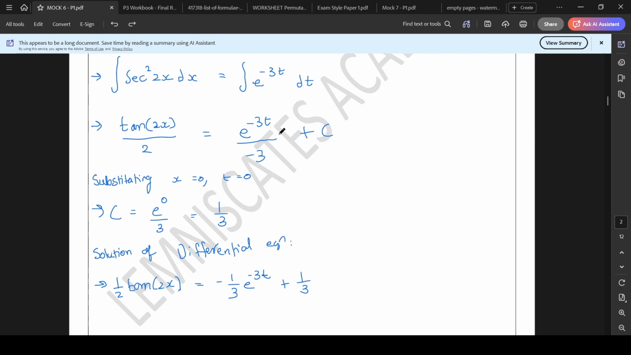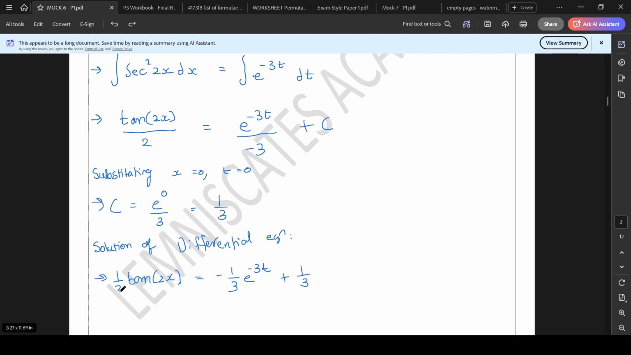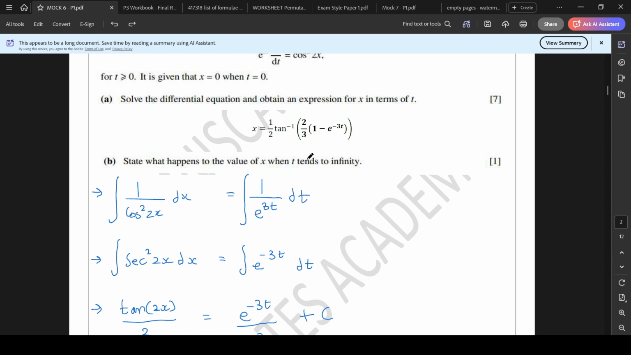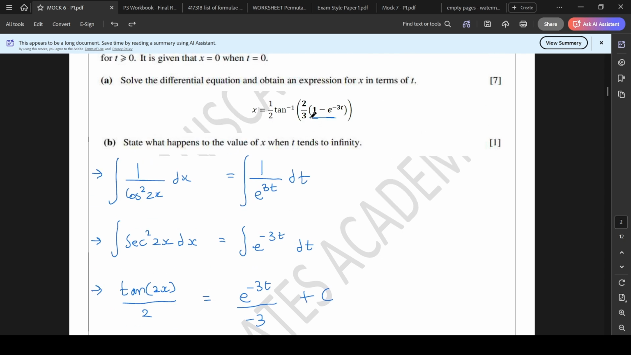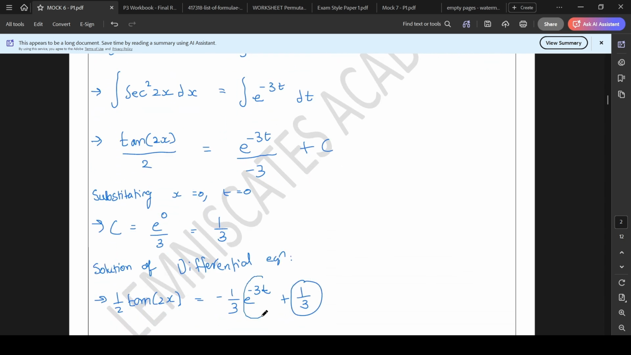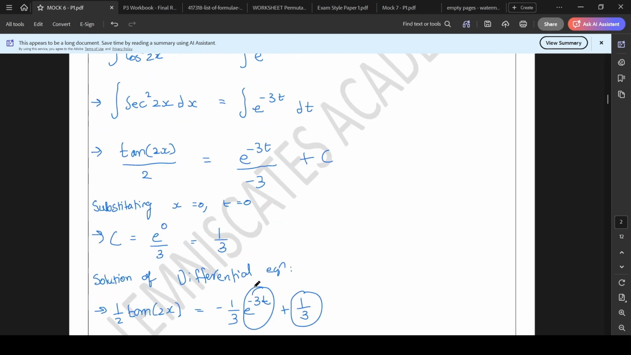That is our main focus. So for that, what I can do is first of all shift this 2 to the right hand side, so that you can get 2 by 3 as a common. You can see 1 by 3 is a common, and then if you multiply 2, of course this term will become minus 2 by 3 and this term will become 2 by 3. So I can take 2 by 3 as a common, and then I can write this constant first and then the e power of minus 3t term.